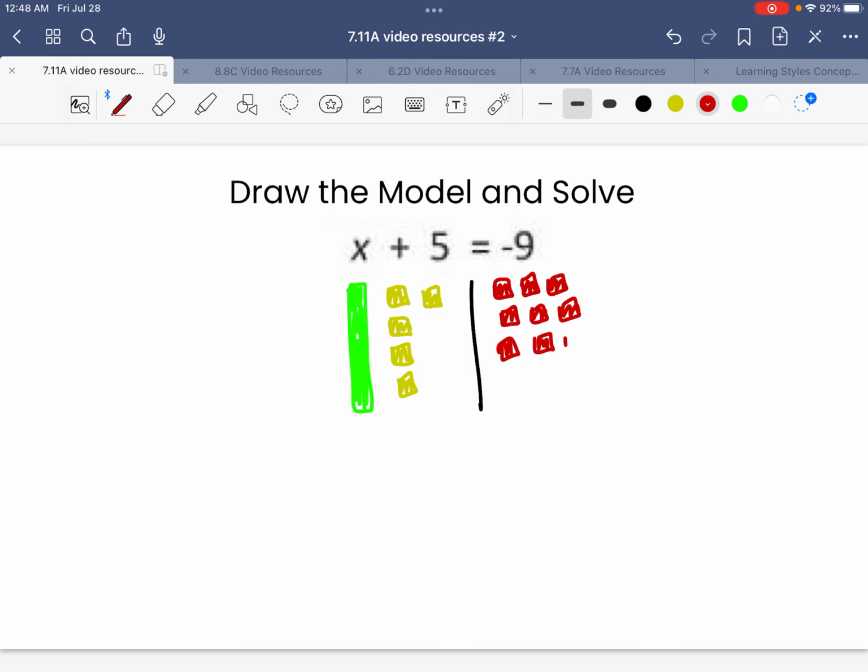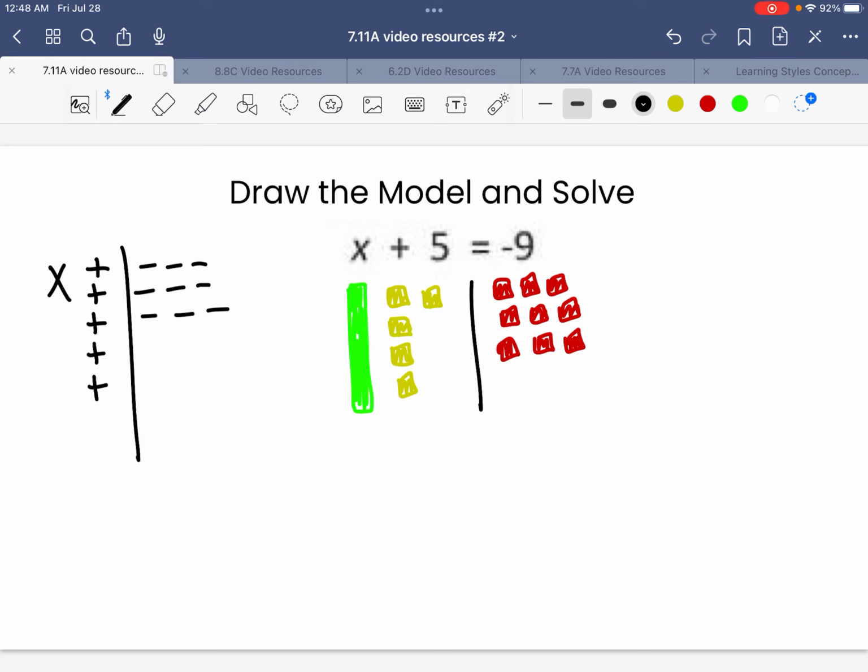If you don't have colors and you still want to be able to represent this, another way to do it would simply be to say I have 1 whole x, I have 5 positives, so I can use plus marks to represent positives, and all of that is equal to my 9 negatives, which I can represent with minus signs. Same equation, just modeled a little differently.